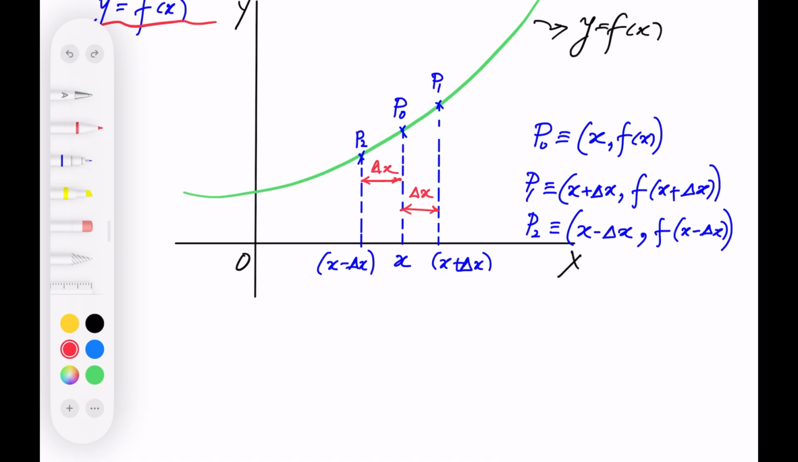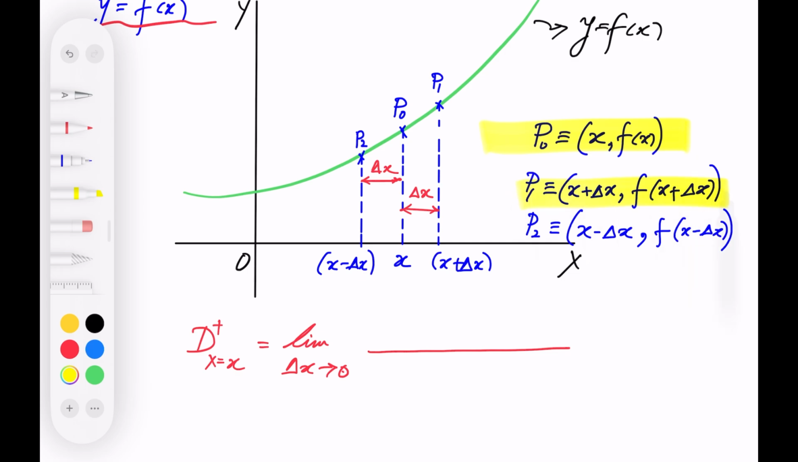We will write this as the right hand differentiability, which means d plus at x equals lowercase x. I will write this as limit delta x approaches 0. Of course, there's nothing magical here. We simply need the slope between the points p0 and p1. We just have to look at their corresponding coordinates. We know the slope is given by the difference of y coordinates divided by the difference of x coordinates. So we already know the coordinates at p0 and p1.